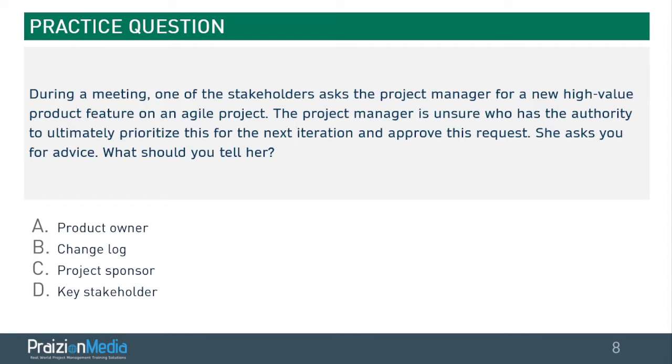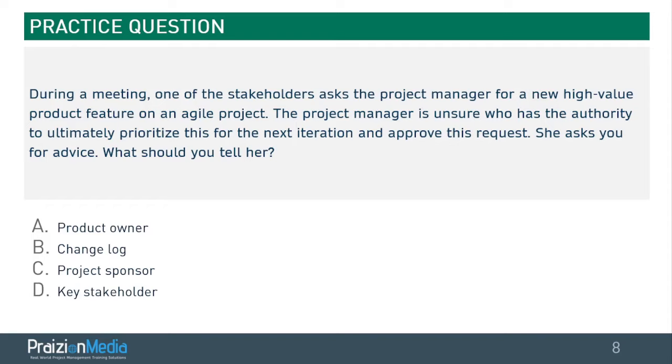During a meeting, one of the stakeholders asked the project manager for a new high-value product feature on an Agile project. The project manager is unsure who has the authority to ultimately prioritize this for the next iteration and approve this request. She asks you for advice. What should you tell her?